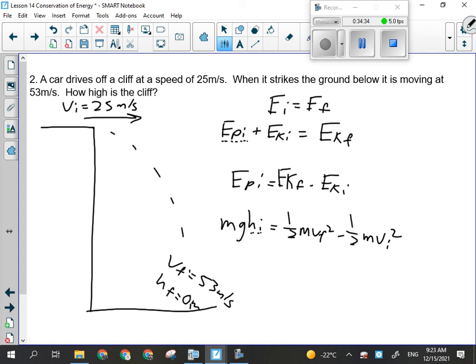What's in every term? The mass. Do I need it? If I was uncomfortable because I wasn't given it, I could use any number I want. You can make up a number, and it won't matter as long as you use the same number for every m. So we've got that taken out.